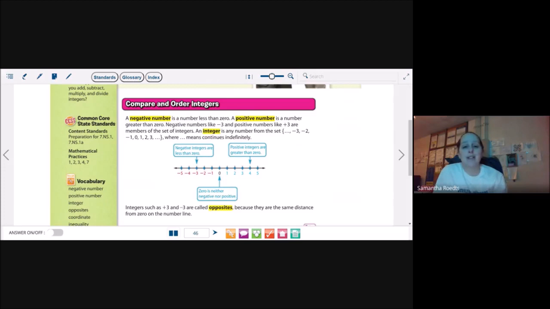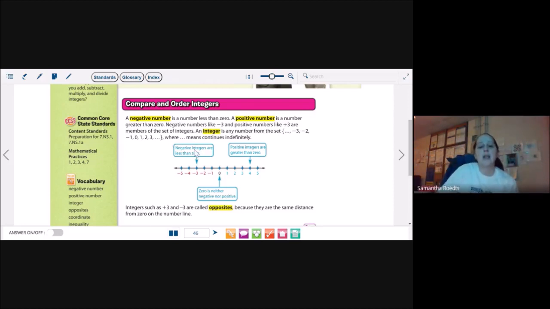A negative number is a number less than 0. A positive number is a number greater than 0. Negative numbers like -3 and positive numbers like +3 are members of the set of integers. An integer is any number from the set ..., -3, -2, -1, 0, 1, 2, 3, ..., where the ... means continues indefinitely. So it goes all the way to infinity in both directions, positive and negative.